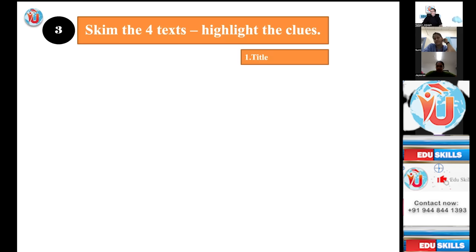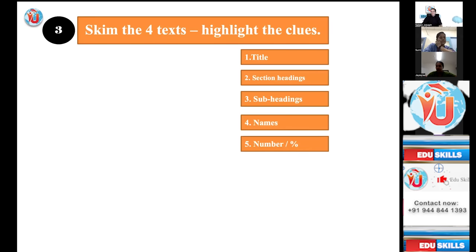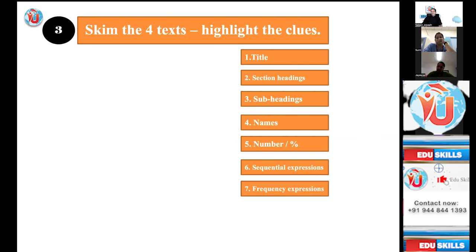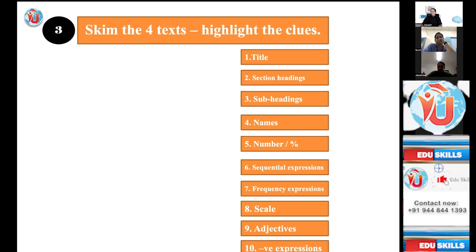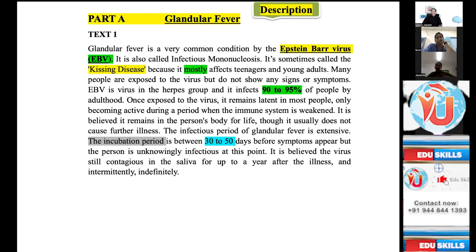Step three, skim the four texts and highlight the clues. As I said already, clues are: number one, title; number two, section headings; number three, subheadings; number four, names; number five, numbers and/or percentages; number six, sequential expressions; number seven, frequency expressions; number eight, scale; number nine, adjectives; number 10, negative expressions.